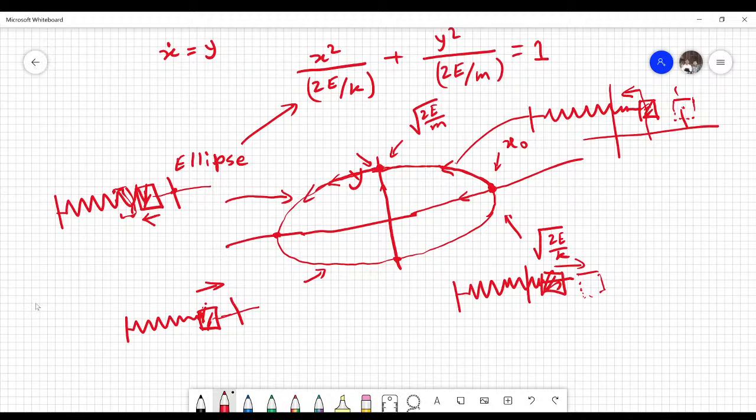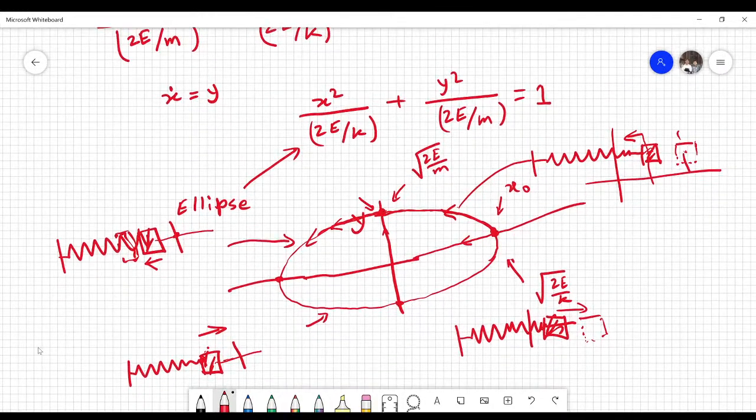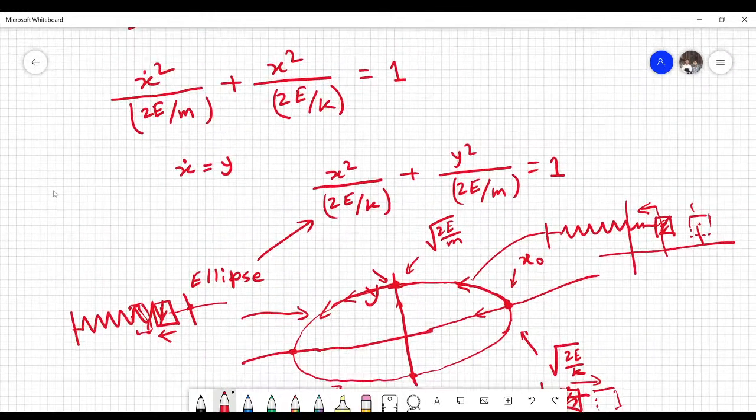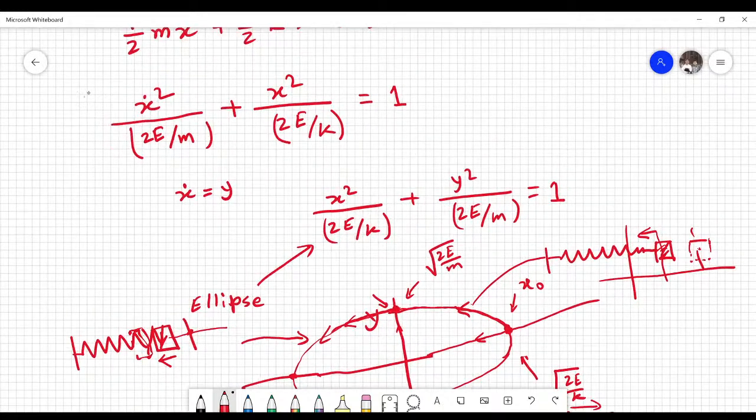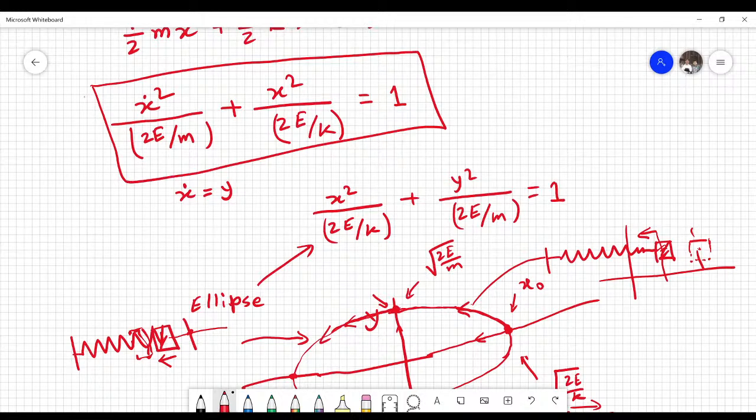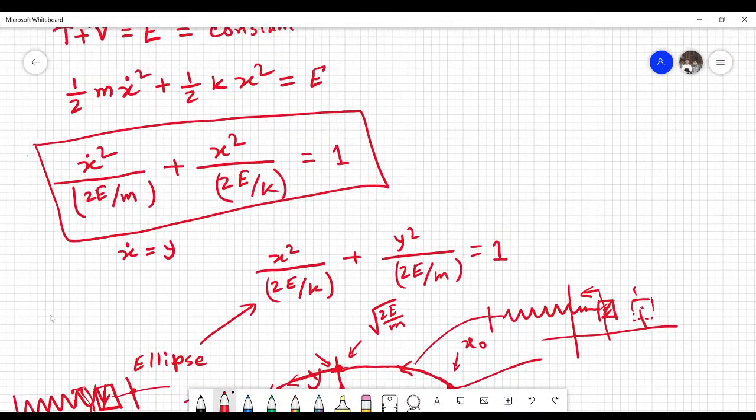Okay, so what can be done with this expression actually? This relation between position and velocity can be used to actually find the equation of motion itself, like x as a function of time. I think that's out of the scope of this lecture, so I'm not going to explain that, but I can give you a sketch that you can try in your free time, so you'll have some fun doing this.